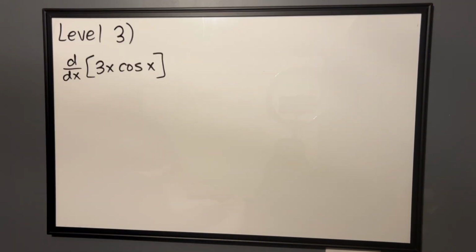All right, so here's level 3. This one is the derivative of 3x times cosine x.